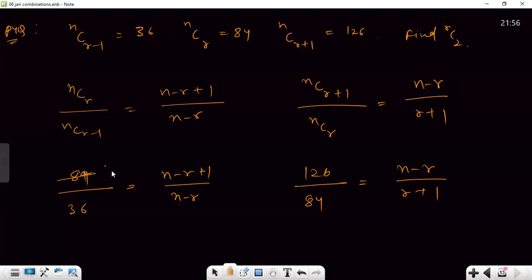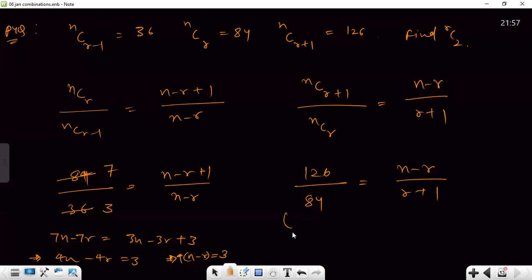So 12 7s are 84, 12 3s are 36. Cross multiplying: 7n minus 7r is equal to 3n minus 3r plus 3. Let's bring all the variables to the left hand side. 7n minus 3n makes it 4n, minus 7r plus 3r will make it minus 4r, is equal to 3. So we may conclude from here that 4n minus 4r is 3.